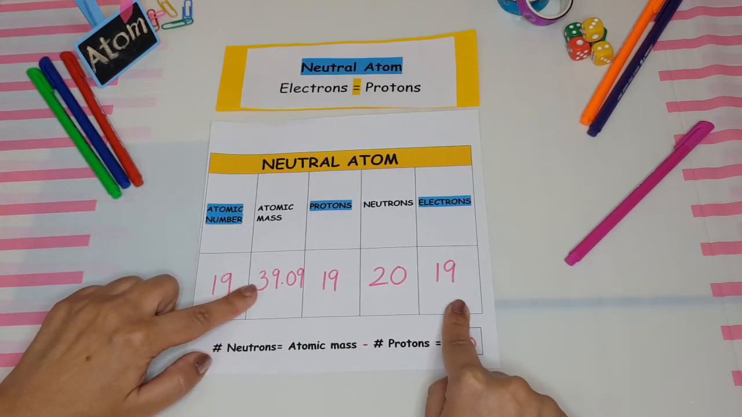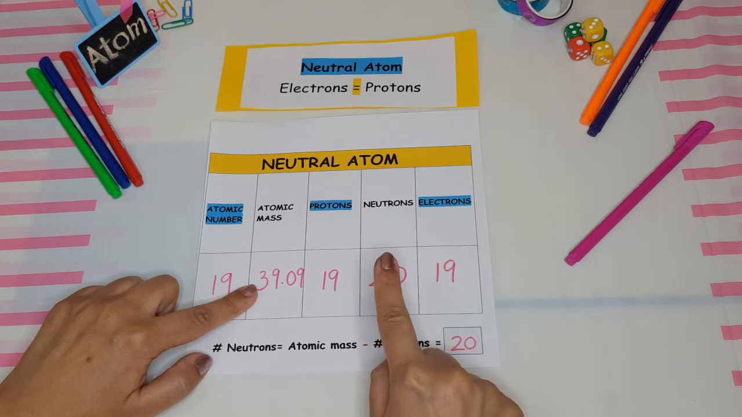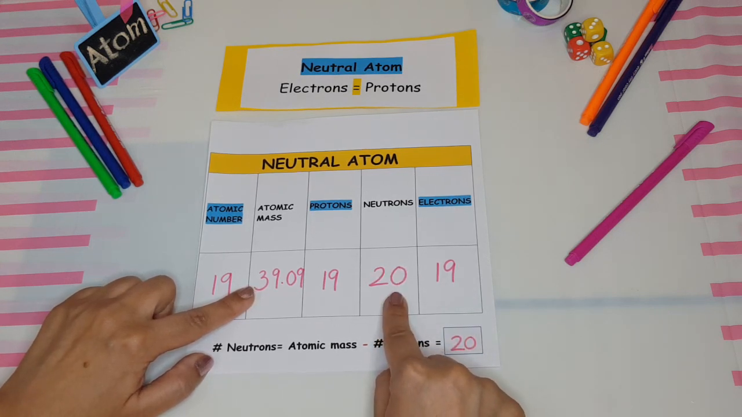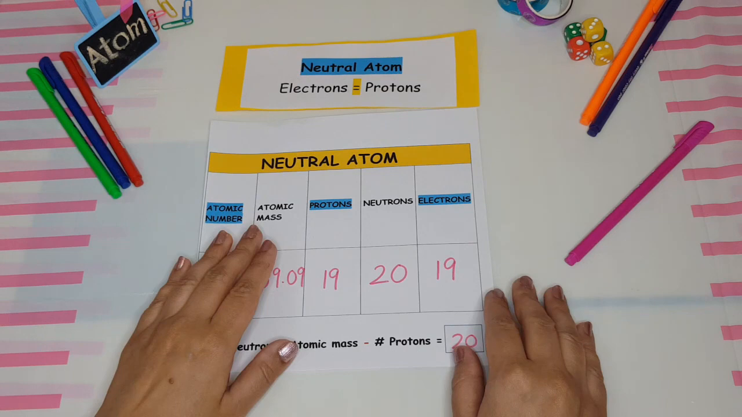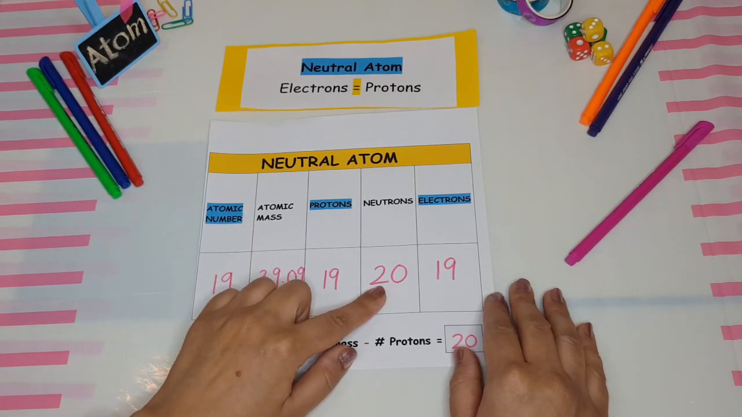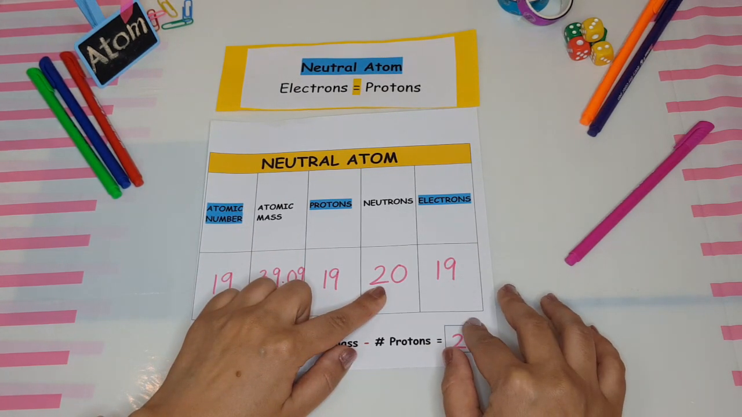How can we find the number of the neutrons? We can find the number of the neutrons by subtracting the number of protons from an atomic mass. So what we get is 20, which is the number of neutrons of the potassium element.